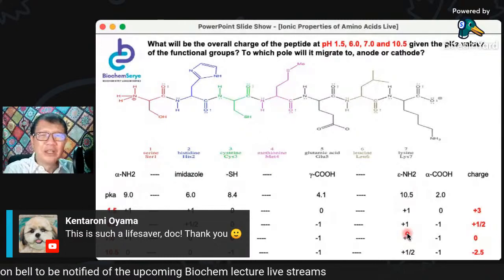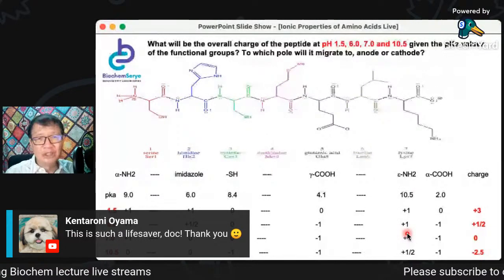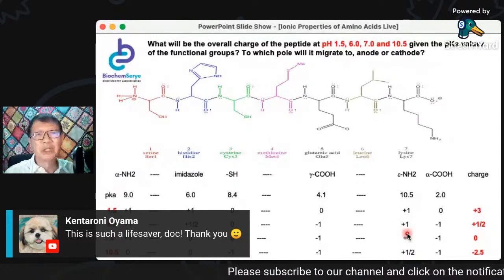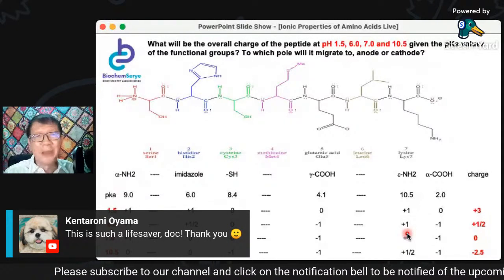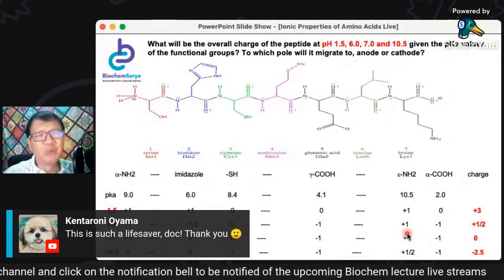However, if the pH is equal to the pKa of any of the four acidic amino acids, so beta carboxyl, your gamma carboxyl, your sulfhydryl, and your phenyl hydroxyl, the charge for that functional group will be negative one half.